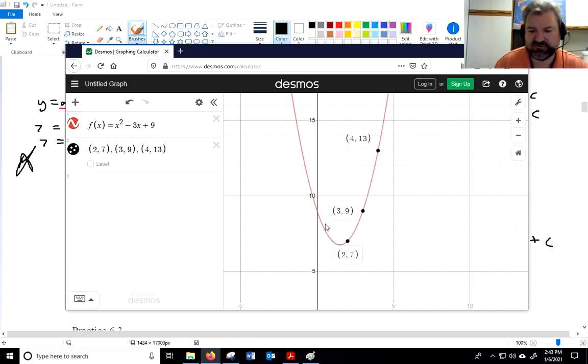That's the parabola. Notice that's the one and only parabola that goes through those 3 points. 3 points define the parabola. If you're given the vertex, you only need the vertex and one other point. But if you're not given the vertex, you need 3 points.